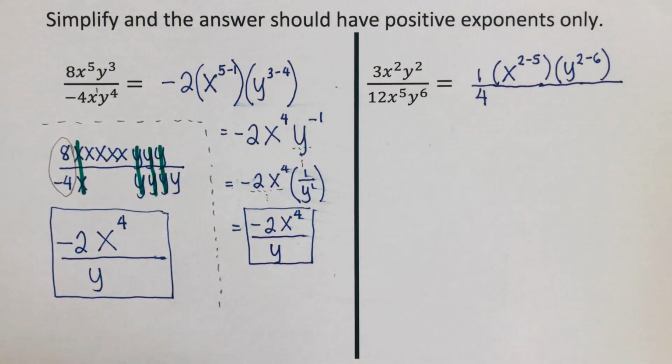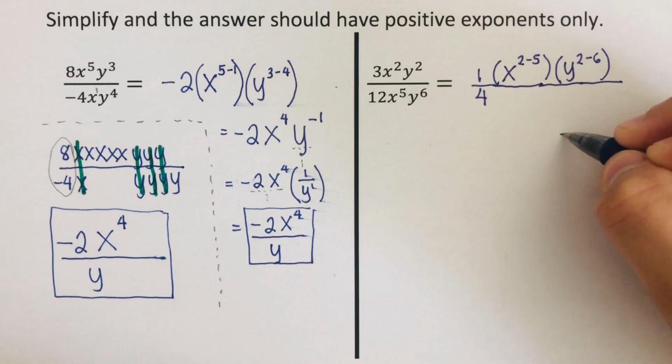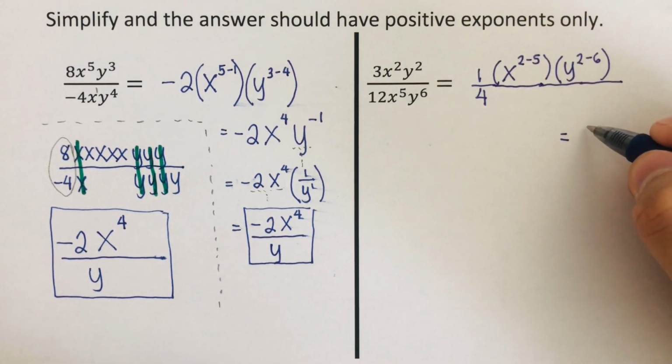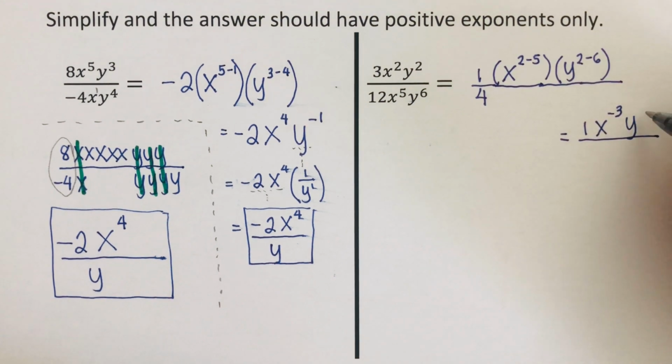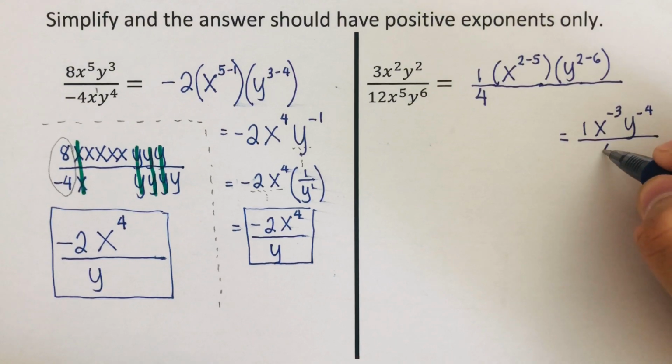So then from here, we can go ahead and simplify this. I'm just gonna write it up here. So this is 1 on top, and then the x here would come out to be x to the negative 3, and then this is y to the negative 4, because 2 minus 6 is negative 4, and then we have 4 at the bottom.